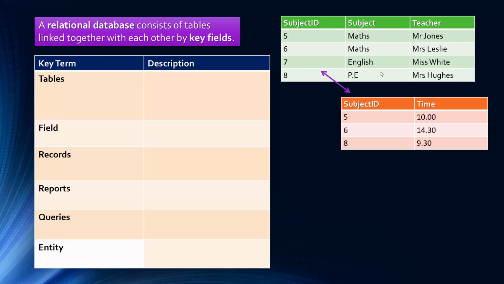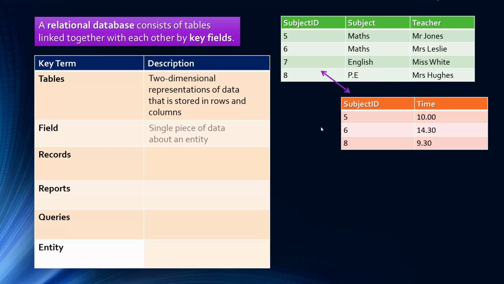So these are some definitions you need to know. First one, a table, a bit of a pointless definition, but there you are. It's just a two-dimensional representation of data, stored in rows and columns, but you can see that. A field is a definition you might need to know. This is a single piece of data about an entity. An entity we're going to define at the bottom, which isn't too helpful, but an entity is just a real thing. That is literally the definition of it. And so a field is also a column.